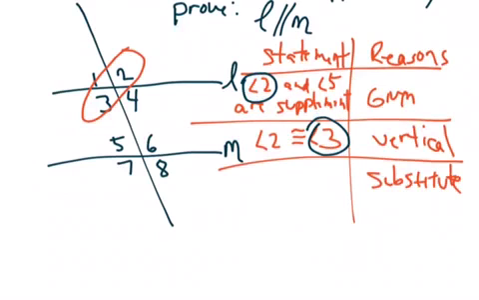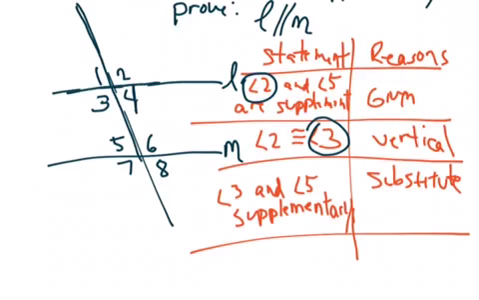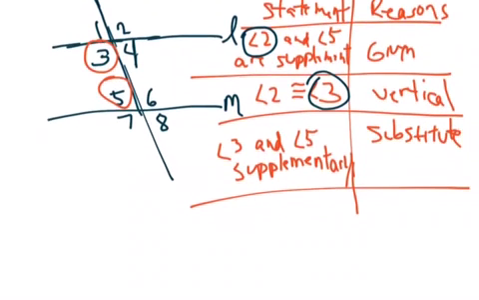We'll have angle 3 and 5 are supplementary. Now, since 3 and 5 are supplementary, 3 and 5 are same side interior angles. So we can prove that the lines are parallel. L is parallel to M, and that's by the converse of the same side interior theorem.